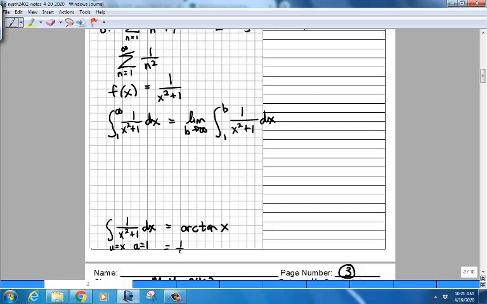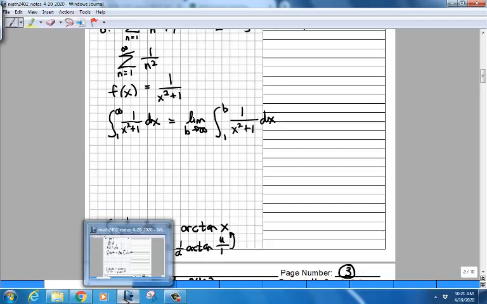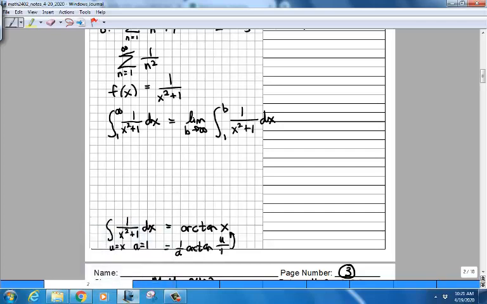Let me remind you of this. This is 1 over a times the arctangent of u over a, but u is x, and since a is 1, this just turns out to be arctangent of x. So there we have it. All I have to do now is use that antiderivative in this definite integral, and then take my limit.